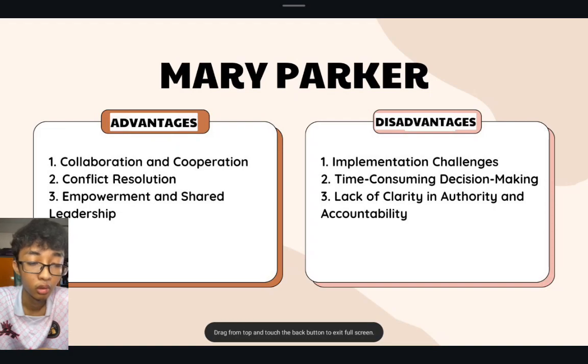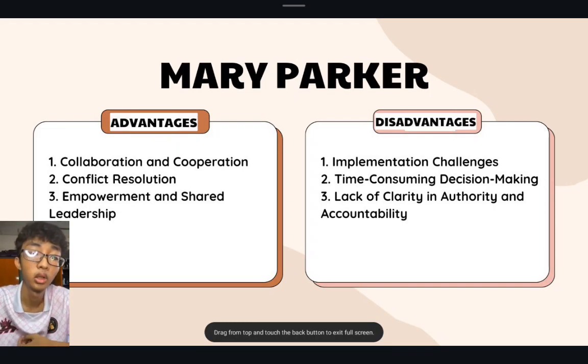Third is empowerment and shared leadership. Follett's approach promotes shared leadership and encourage individuals at all levels of organization to take on leadership roles. By empowering employees and involving them in decision-making process, organization can tap into their diverse perspective and skills, leading to increased innovation, engagement, and ownership.